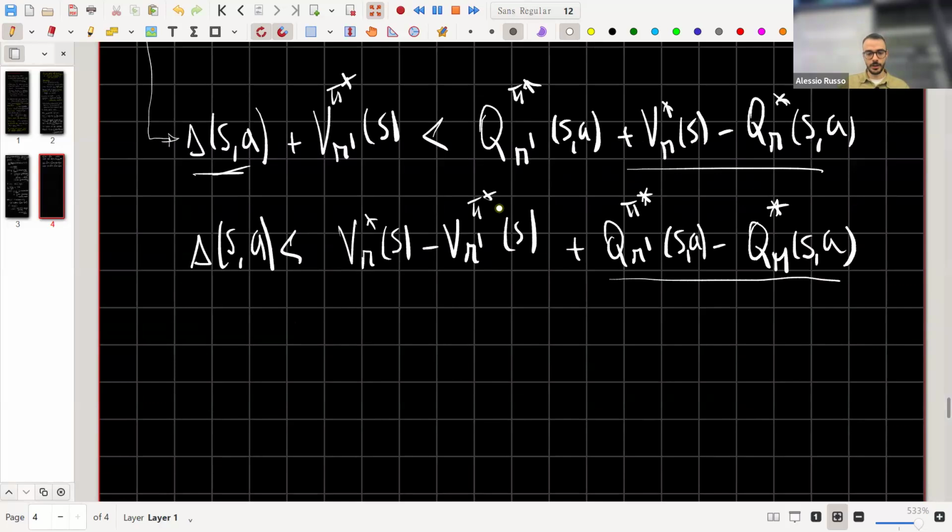So let's look at the difference in the Q values. Since the rewards are the same in both MDPs, the rewards will cancel out. So let's see why.